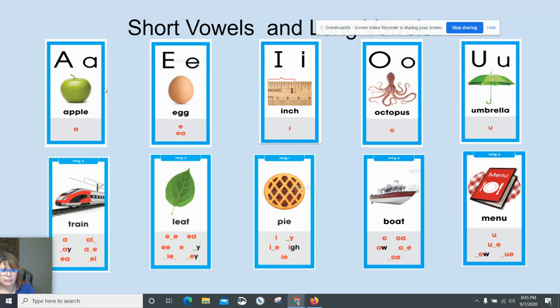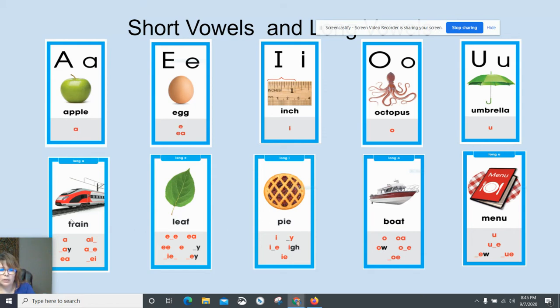Apple, a. Egg, e. Inch, i. Octopus, o. Umbrella, u. Now with the long vowels. Train, a. Leaf, e. Pie, i. Boat, o. Menu, u. As you see right here, for the apple sound card we only have the spelling A.